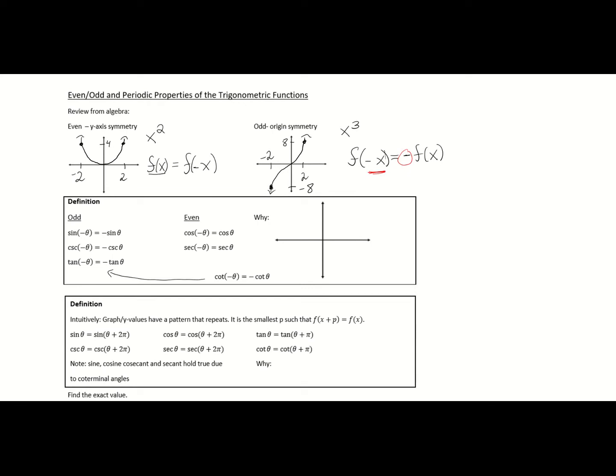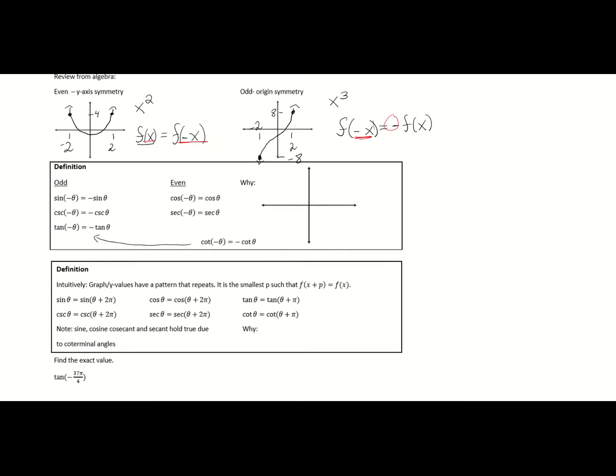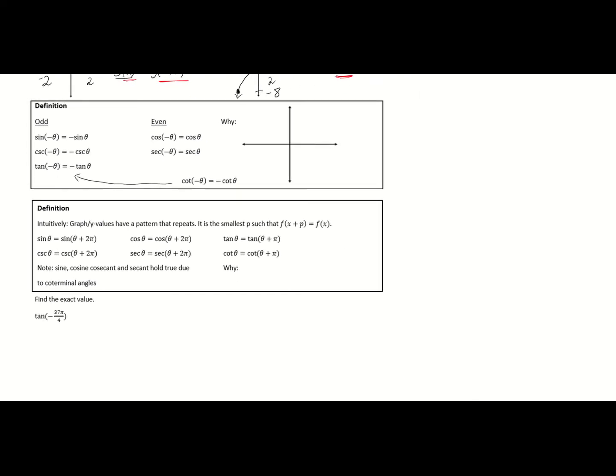Now the two that are even are cosine and secant. So remember that when it is even, whether you plug in the regular x or the negative x, it still comes back as the same y. So the cosine of negative theta is the cosine of theta, and the secant of negative theta is just the secant of theta. Now, why is that?